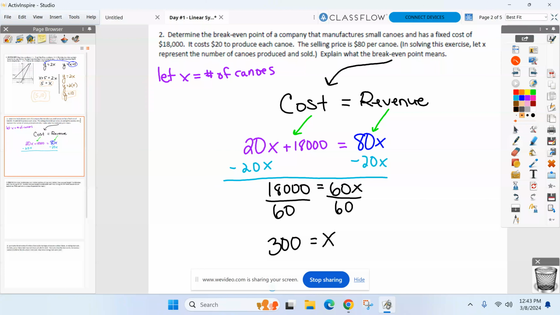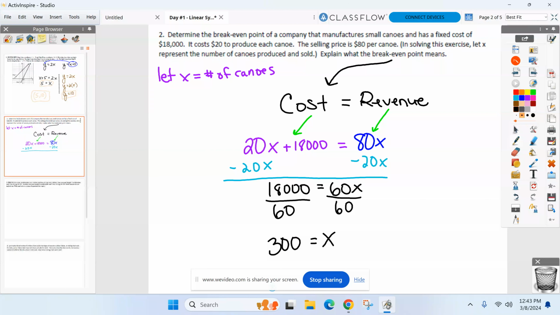So real quick, if I make 299, what's going to happen? I'm going to lose money. If I make 301, now I start banking that cash. Right? That's what's going to happen. 300 is I don't owe any money, but then again, I don't make any. Anything above 300, I'm going to start making cash. Anything below, I'm going to start owing. I'm going to lose money.